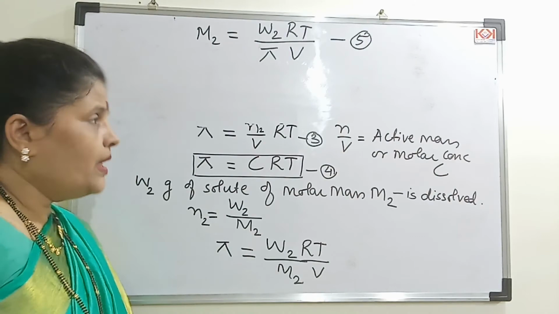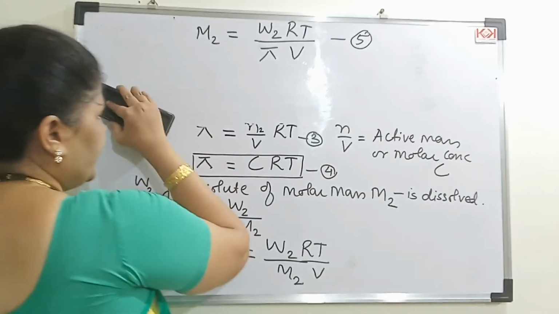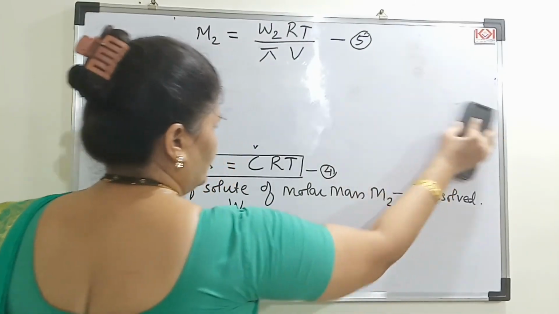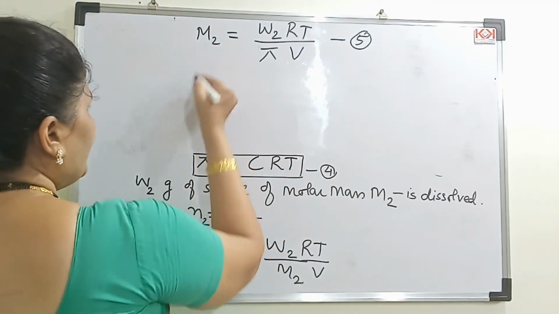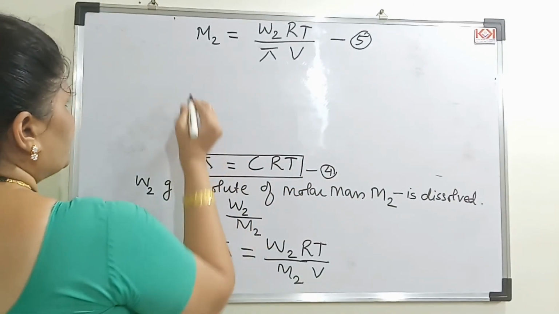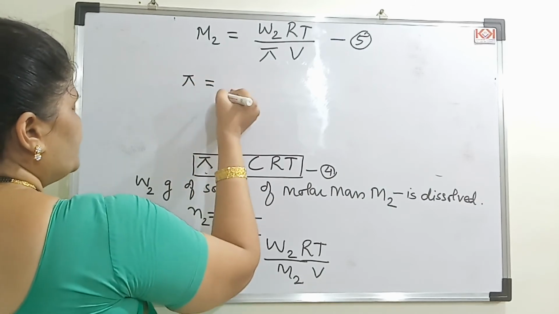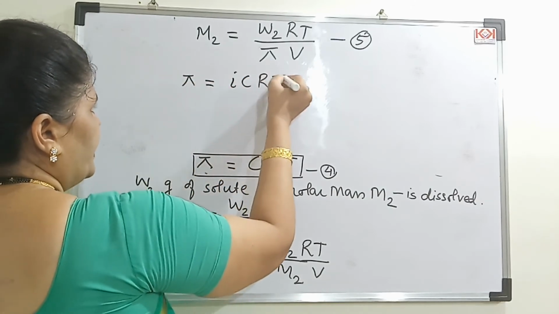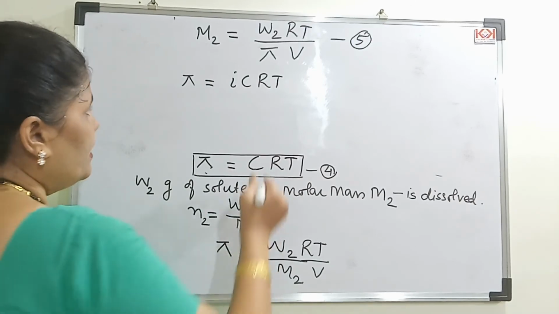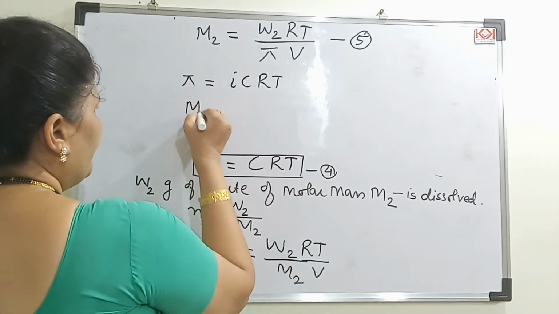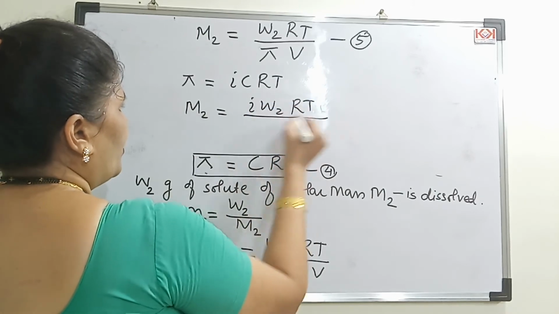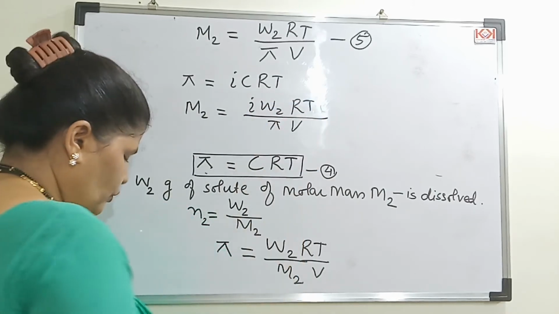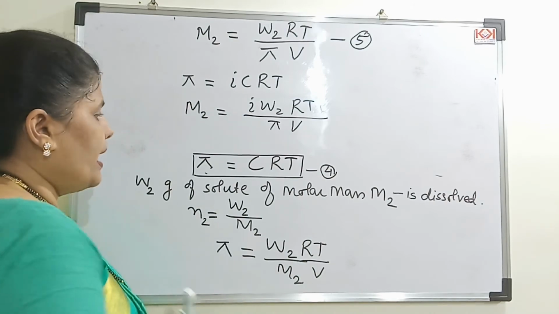Most of the time, according to the new syllabus, you can directly have one factor, that is the Van 't Hoff factor. You can refer to the Van 't Hoff factor videos. For this equation, pi is equal to iCRT, where i is the Van 't Hoff factor. The same will be for this, that is M2 is equal to i W2RT upon pi V. So those are the formulas that are used here.